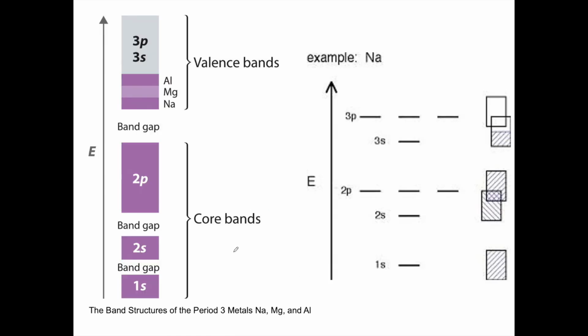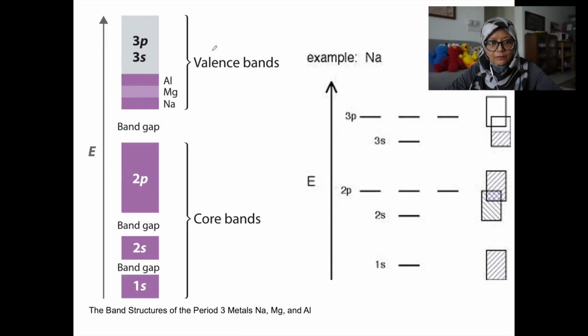For example, okay, this is an example for magnesium. Okay, magnesium, aluminium and also sodium. Here, sodium we have 11, magnesium we have 12, while for the aluminium we have 13.